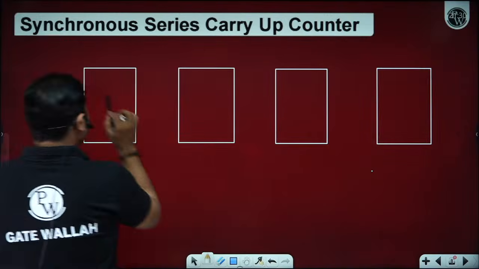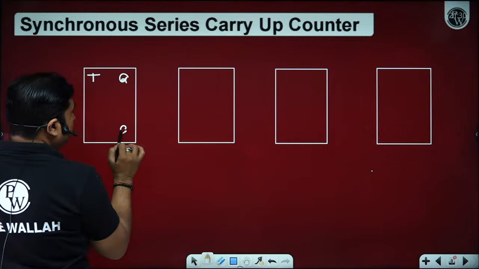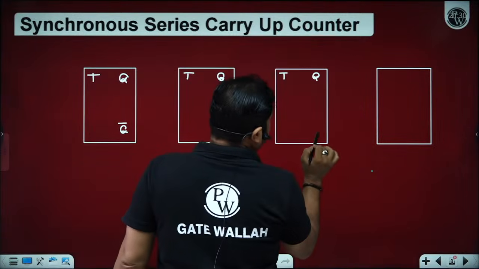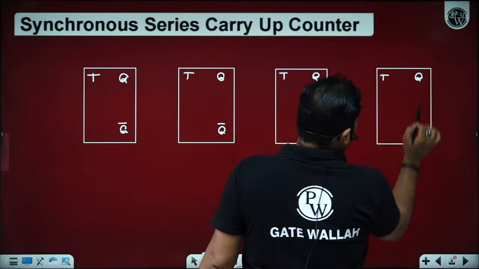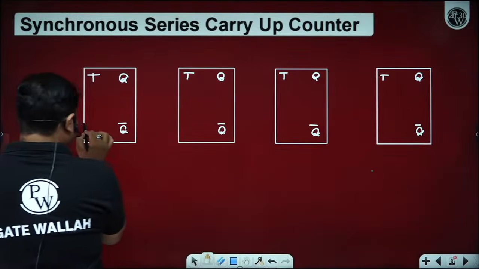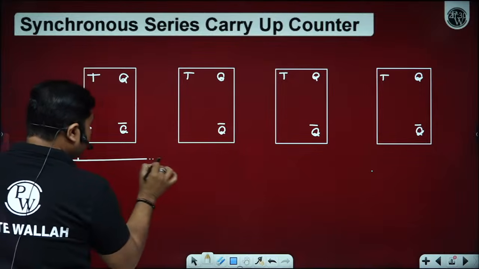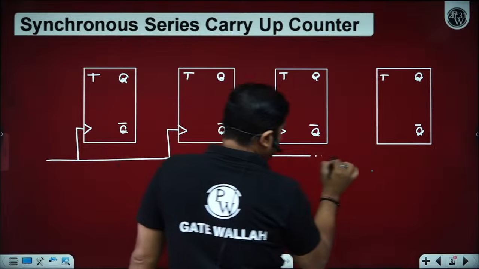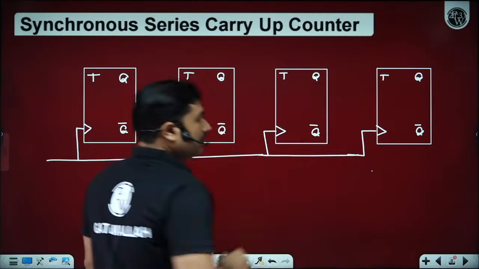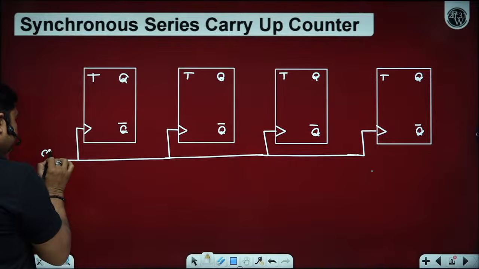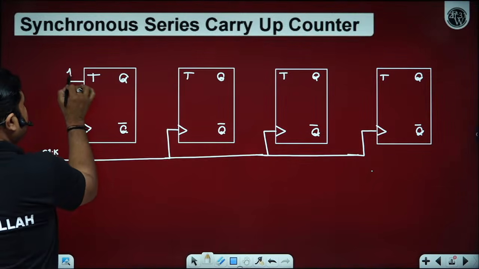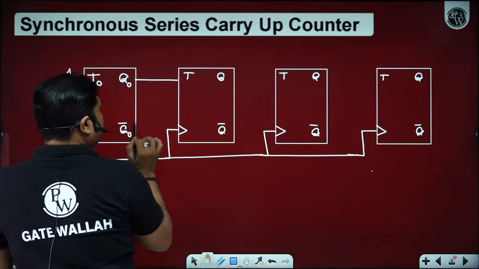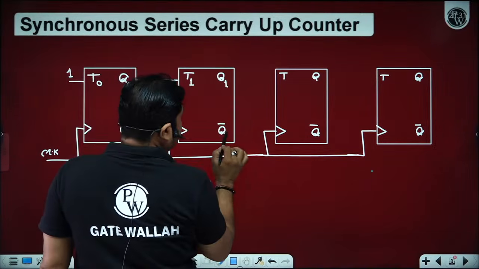Okay, by using T flip-flop, T Q Q bar, T Q Q bar, T Q Q bar, T Q Q bar. Always remember, synchronous counter is one in which all the flip-flops are connected with the same clock pulse. Is it okay? Yes, sir. Now T is equal to 1, and this will be your least significant bit, next significant bit.